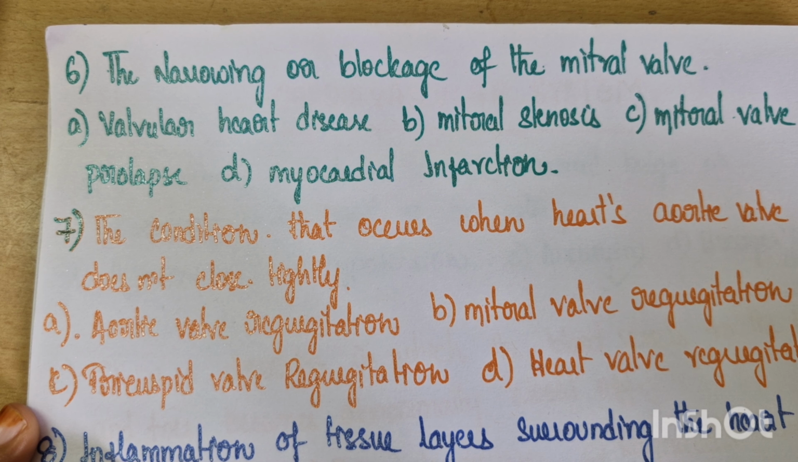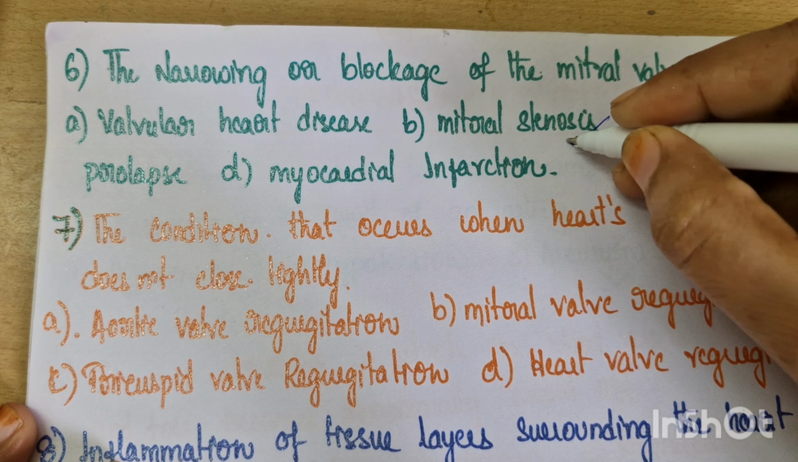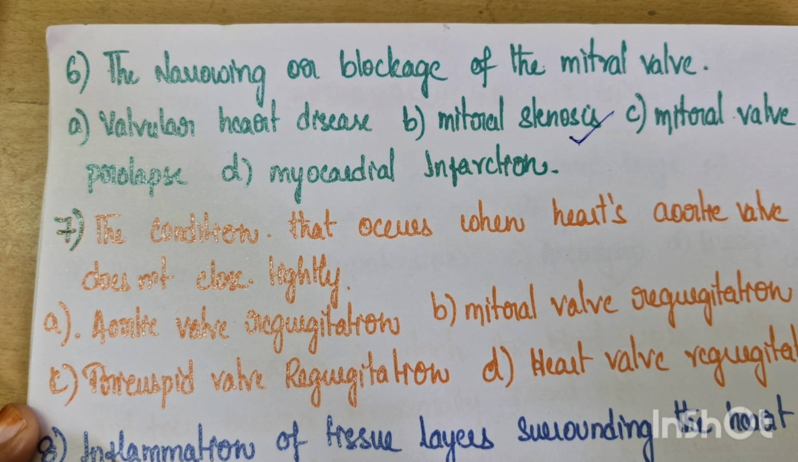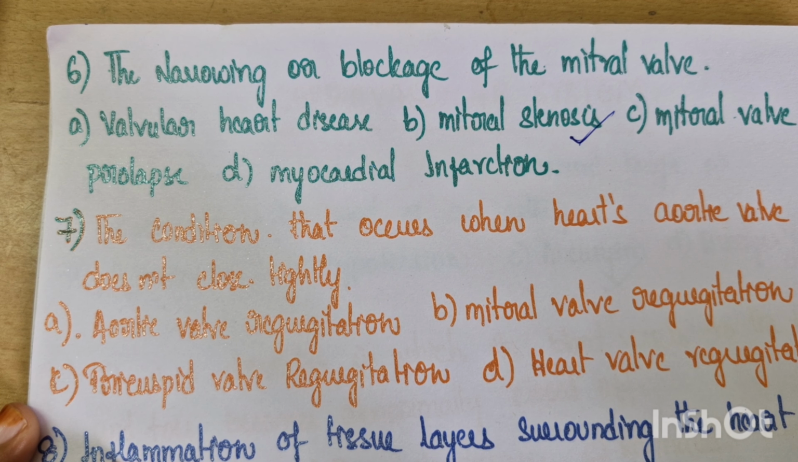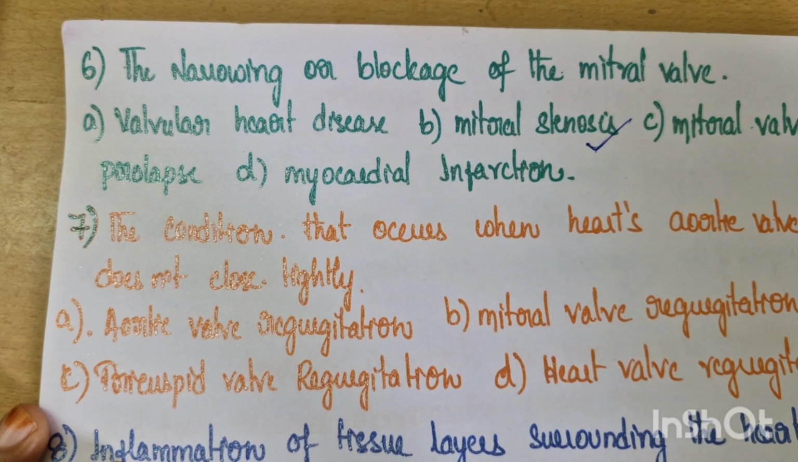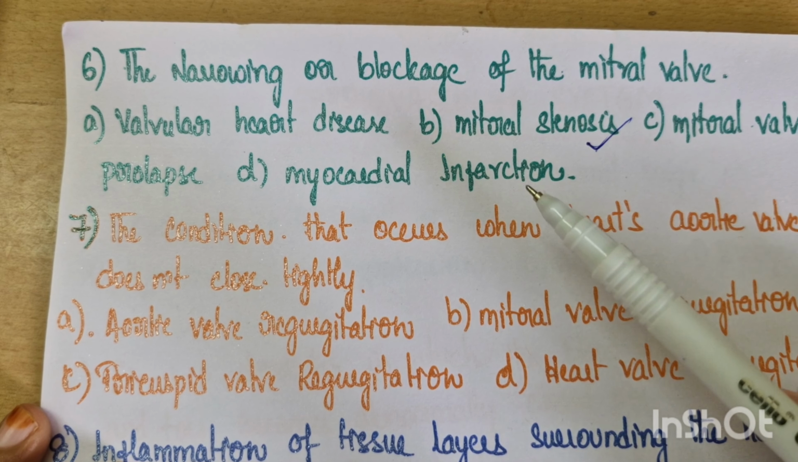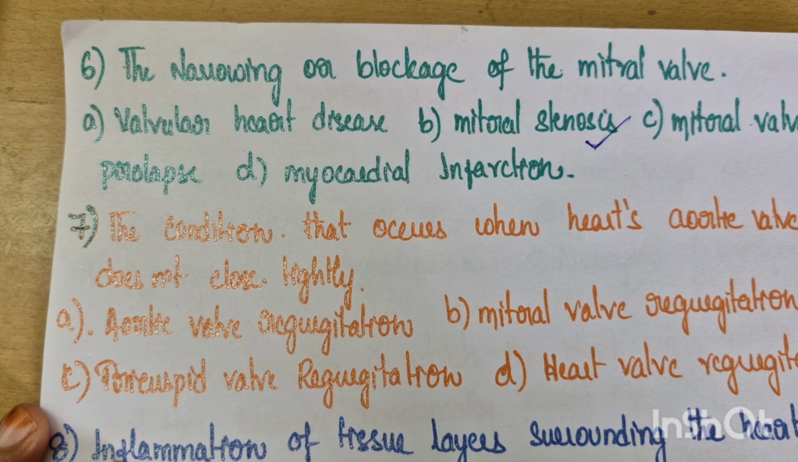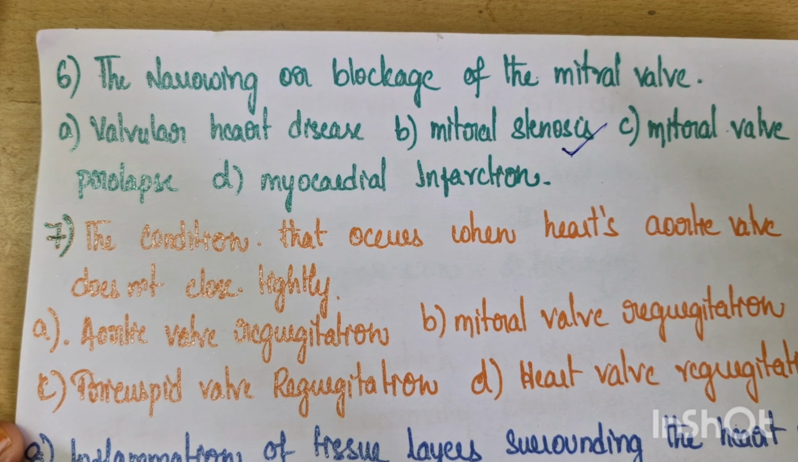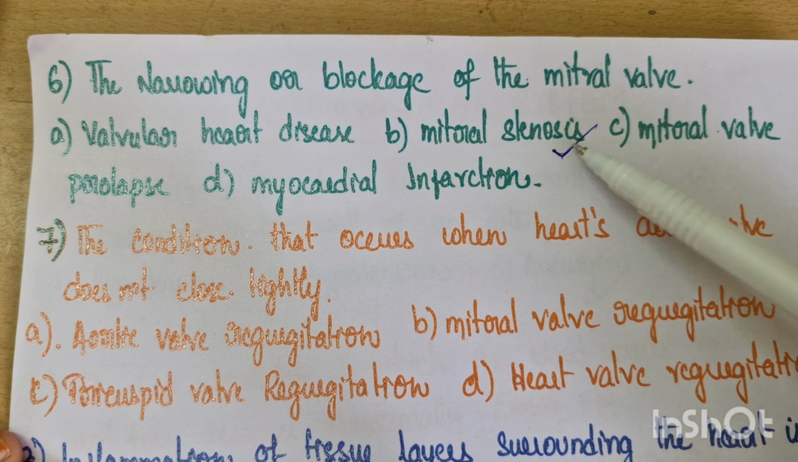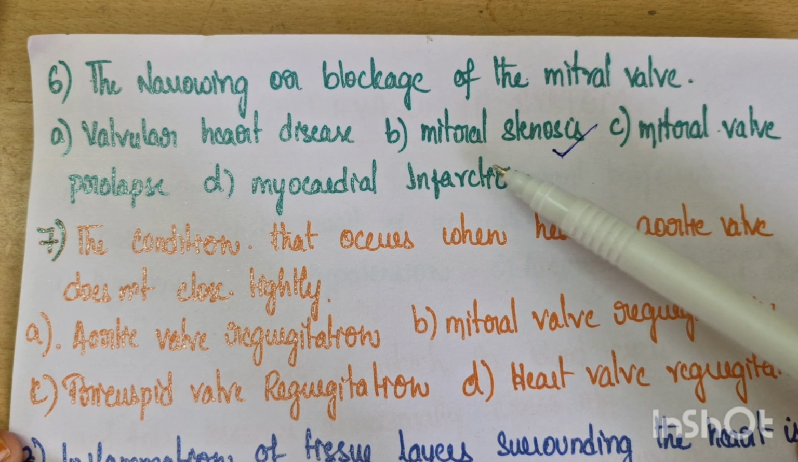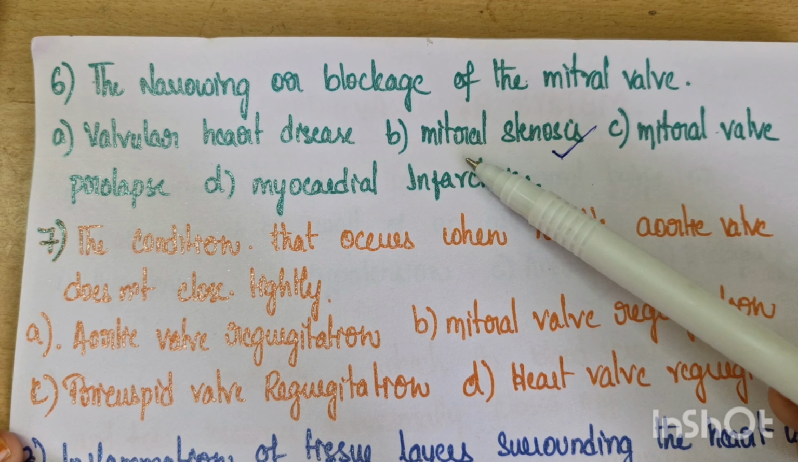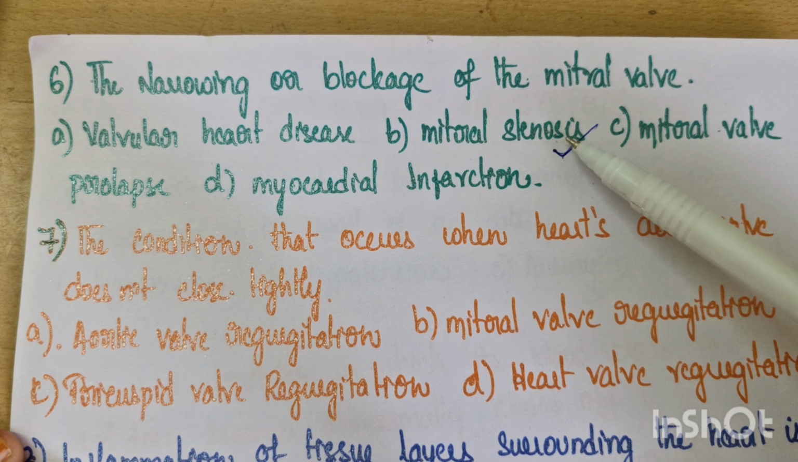So if you have guessed, it will be true. That is mitral stenosis. Stenosis means narrowing or blockage, so the space will be less. That's why it is called mitral stenosis, meaning narrowing of what? The mitral valve. So that is called mitral stenosis.